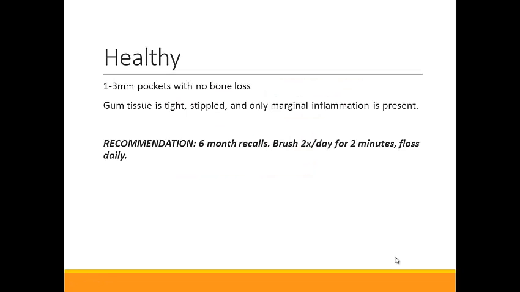A patient may present with what we call healthy oral tissue or a healthy oral environment. This patient will have 1 to 3 millimeter pockets with no bone loss. The gum tissue is tight, stippled, and only marginal inflammation is present. What do we recommend? We recommend 6-month recalls, brush 2 times a day for 2 minutes, and floss daily.